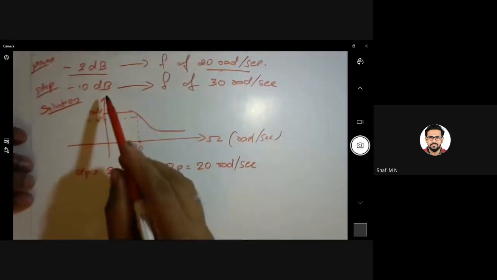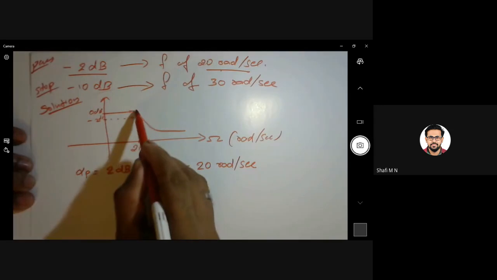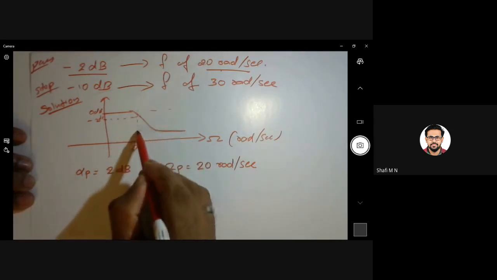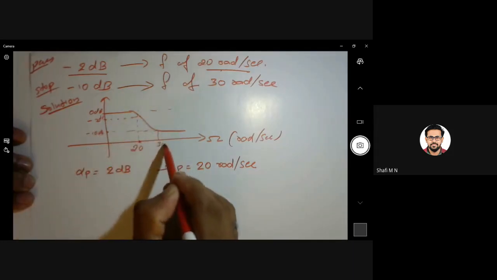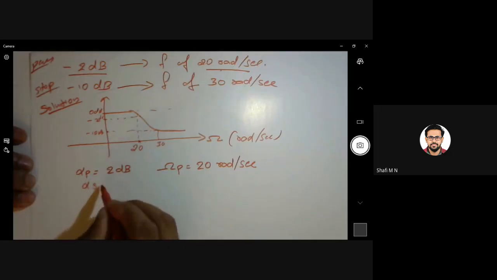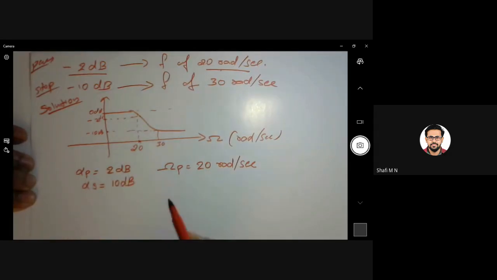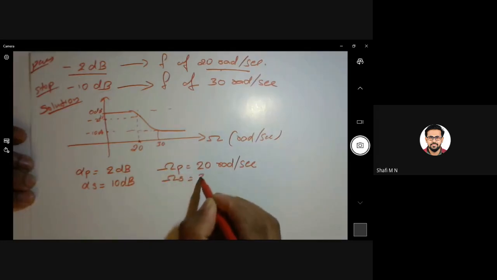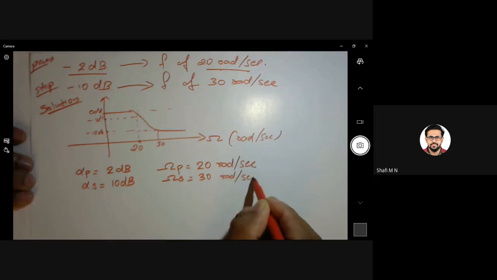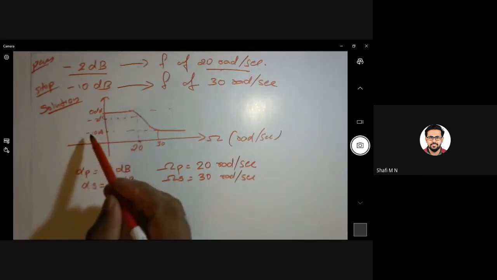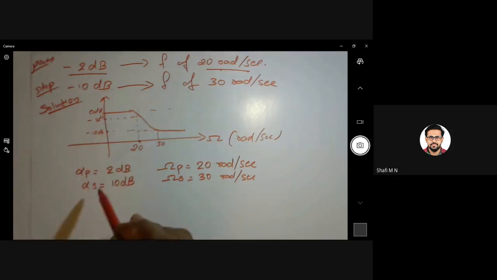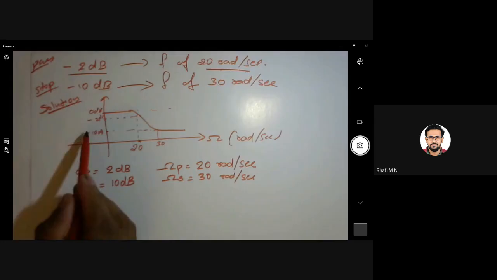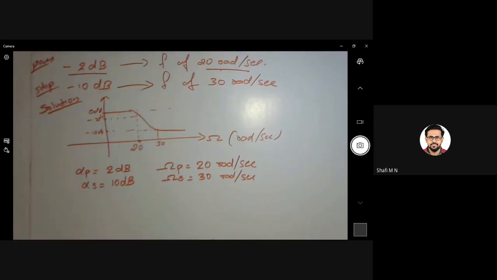Now the second point, I need at least minus 10 dB attenuation. So stopband attenuation should be at least, that means this value has to be minus 10 dB at a frequency of 30 radians per second. So what is my conclusion? Alpha S is 10 dB and omega S is 30 radians per second. You have to see the sign, very peculiar in selecting the sign. Even though it is given as minus 10 dB, you have to take alpha S as positive, because we have formulated the equation accounting for this minus sign already, right? So you don't want to substitute it again.